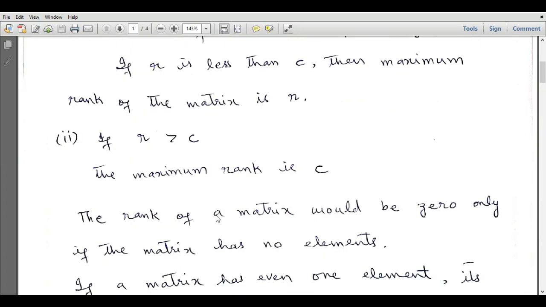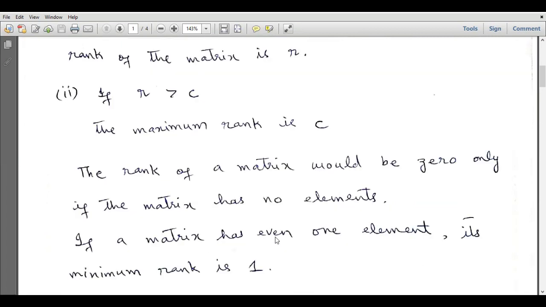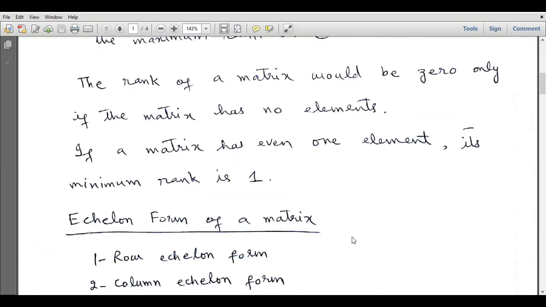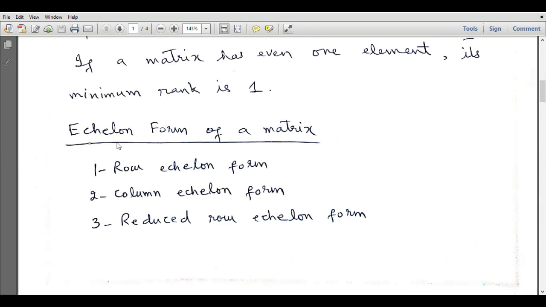And the rank of a matrix would be 0 only if the matrix has no elements. If a matrix has even one element, its minimum rank is 1. Even if that element is equal to 0, still its minimum rank will be equal to 1. The 0 rank of a matrix can only occur if it is an empty matrix, or if the matrix has no element. And now I will discuss some forms of a matrix.